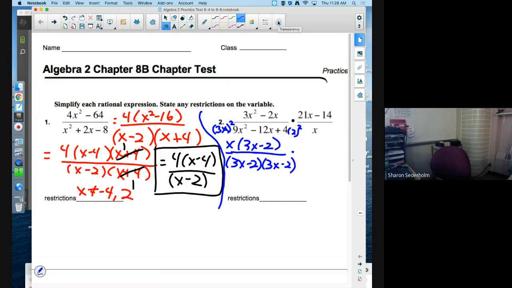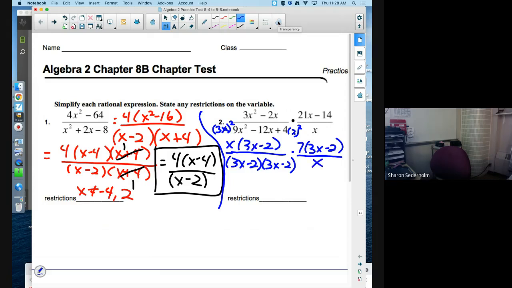21x minus 14. Greatest common monomial factor? Oh, let's take a 7. Oh, that's a nice 3x minus 2. We can use that. X. It's x.